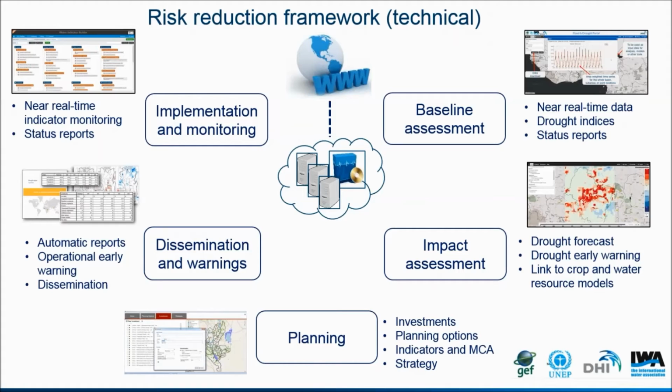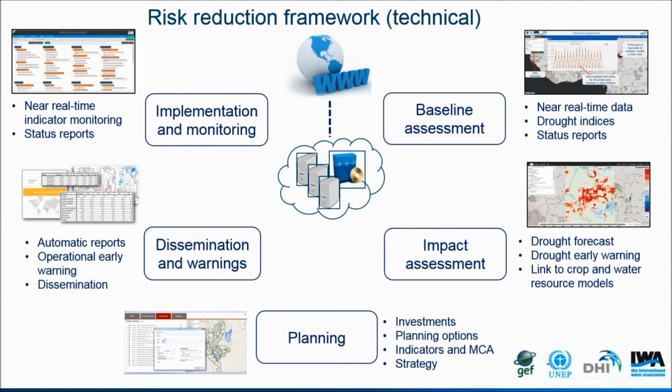Then there's the impact assessment, where we combine the data and the indices and then link that up to different types of impact models or numerical models. It could be crop models or water resource models, which can be used to calculate the impact of current or expected drought events. This could be impact on the crop yield, it could be impact on the hydropower production or water availability, depending on which sector you are focusing on.